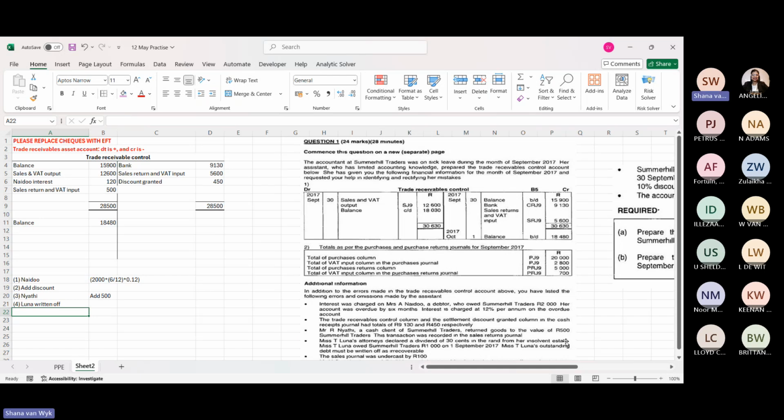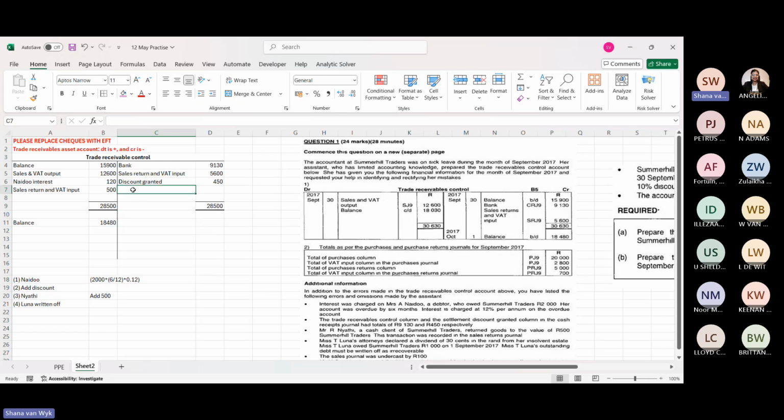From her estate. She owed us 1,000 rand. Yes, it's 30 cents on 1,000 rand that they can claim from the insolvent estate. So 1,000 times 30% is what? 300 rand. Okay, so we're going to get 300 rand. So that means 700 rand we're going to write off. Oh, okay. Yeah.